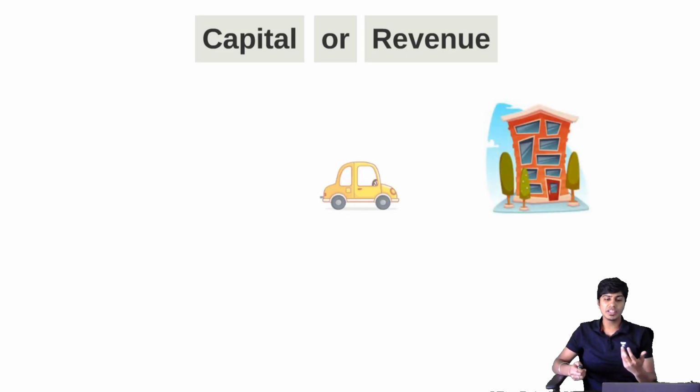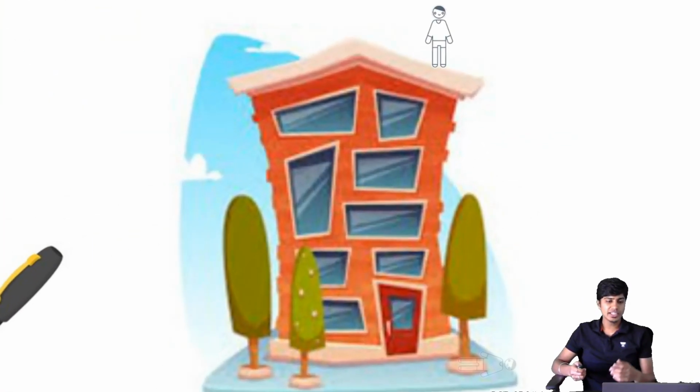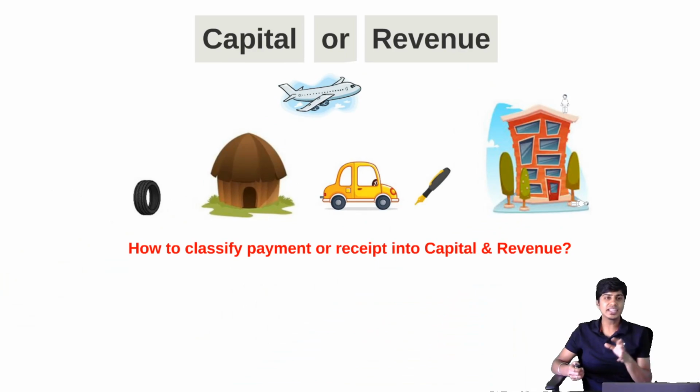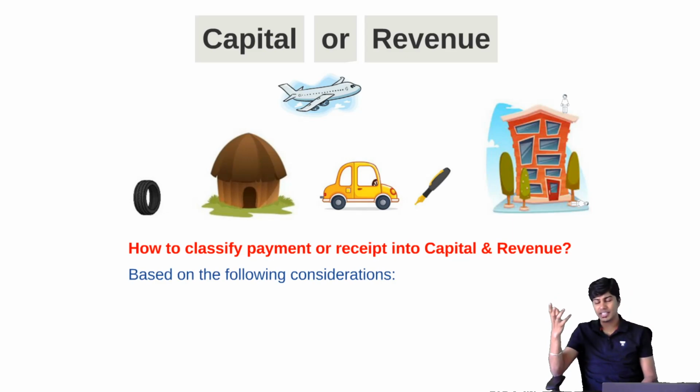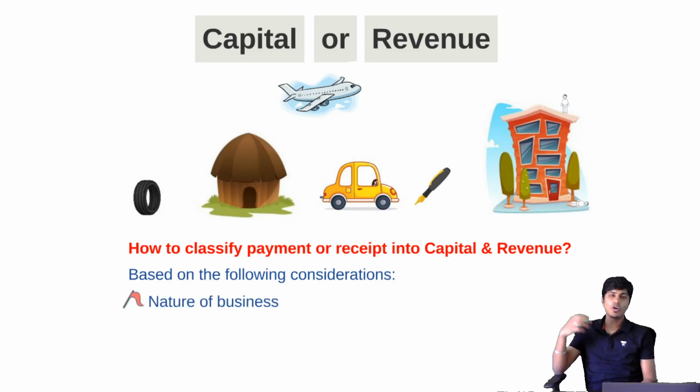So how do you determine whether an item is capital or revenue? It is based on certain criteria. So the criteria or the conditions that should be considered. This is not in isolation but several items together. That is number one, based on the consideration. That consideration number one is nature of business.